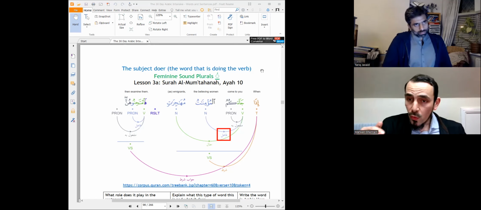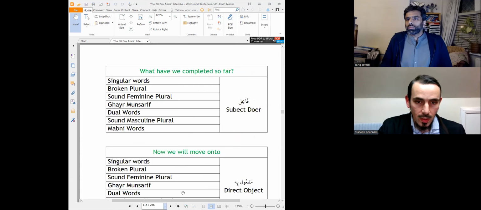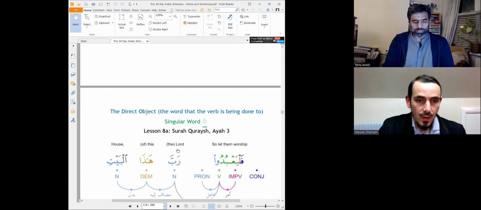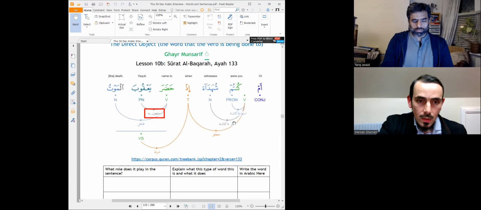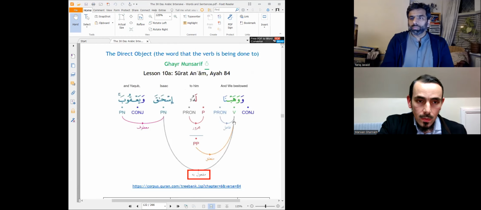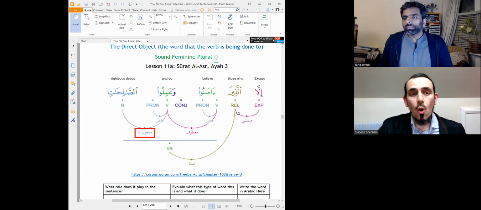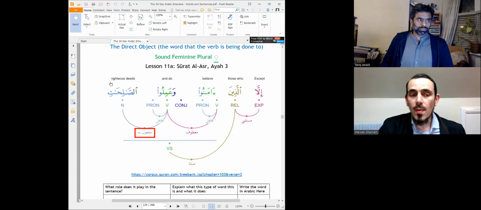So when we do maf'ul bihi, you know what? Let me just quickly show you, given this is a good question. I probably need to skip a few pages. So yeah, this is maf'ul bihi. This is the direct object. Let's go down to feminine plurals. Here we go. All the feminine plurals have a kasra at the end. So you see here, وَعَمِلُوا الصَّالِحَاتِ. This is a nasab state.